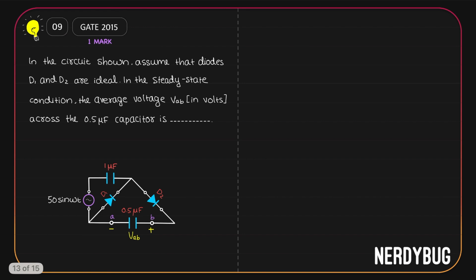Let us see the next problem. In the circuit shown, assume that the diodes D1 and D2 are ideal. In the steady state condition, we have to find the average voltage VAB across the 0.5 microfarad capacitor.